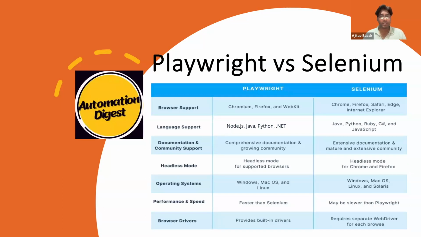When it comes to headless mode, Playwright supports headless mode for all the supported browsers, whereas for Selenium, headless mode is supported for Chrome and Firefox. The operating systems that Playwright supports are Windows, macOS, and Linux. Selenium also supports Windows, macOS, Linux, and Solaris. Performance of Playwright is the major point why people are now preferring Playwright. It's much faster than Selenium. When we learn about architecture, we'll talk more about this.